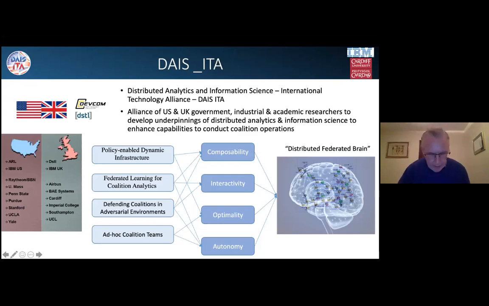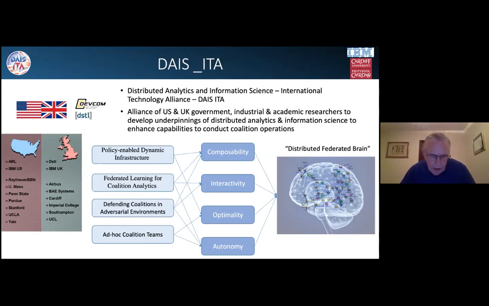Right, so the work that we're presenting has been undertaken as part of a large collaborative research project, which is called the Distributed Analytics and Information Science International Technology Alliance, or DAIS-ITA for short. Now, DAIS is an alliance of UK and US government, industrial and academic researchers, and we're tasked with developing the basic science to underpin distributed analytics and information services, and to enhance the capability to conduct future coalition military operations. And our sponsors are the US Army Research Laboratory and the Defence Science and Technology Laboratory in the UK.